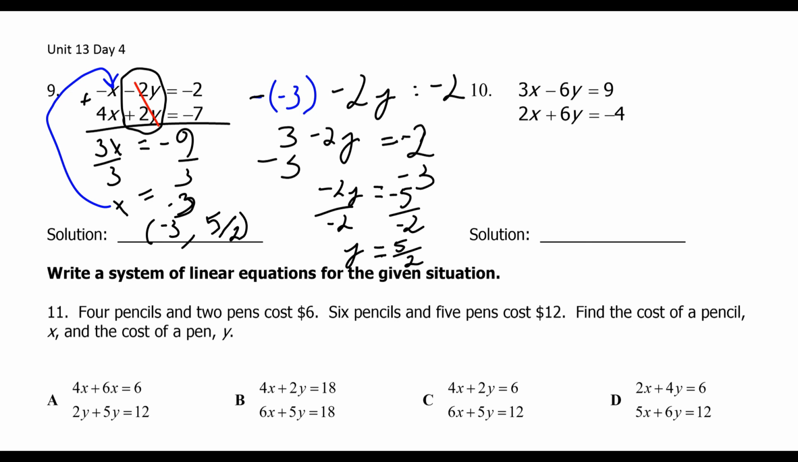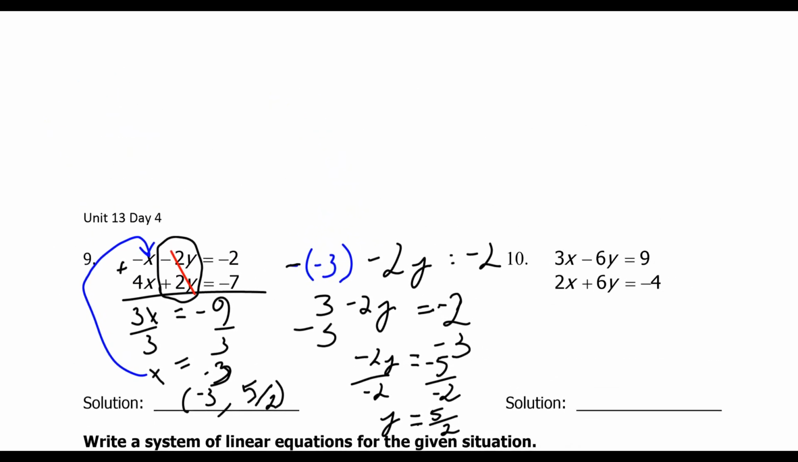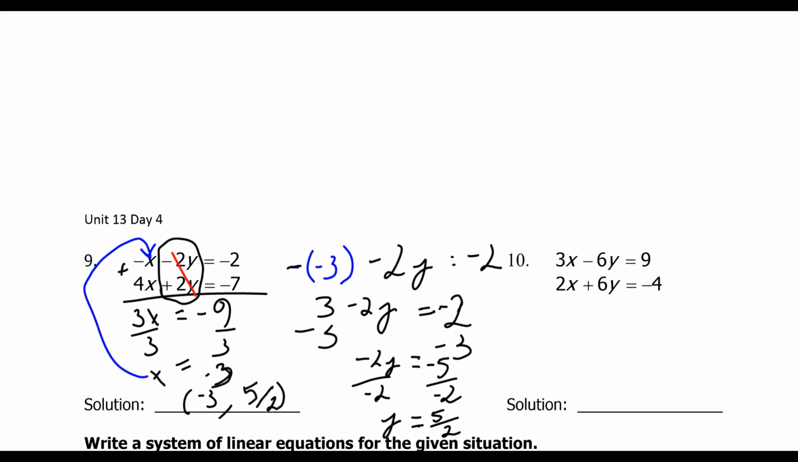Okay, we're going to actually check this one. I'm going to show y'all how. What we're going to do is take our solution, which is negative 3, 5 halves, and plug it back into the original equations. In this case, we're going to take negative 3 and plug it in for x. Make sure that looks like a negative 3. Alright, minus 2 times 5 halves, equals negative 2.